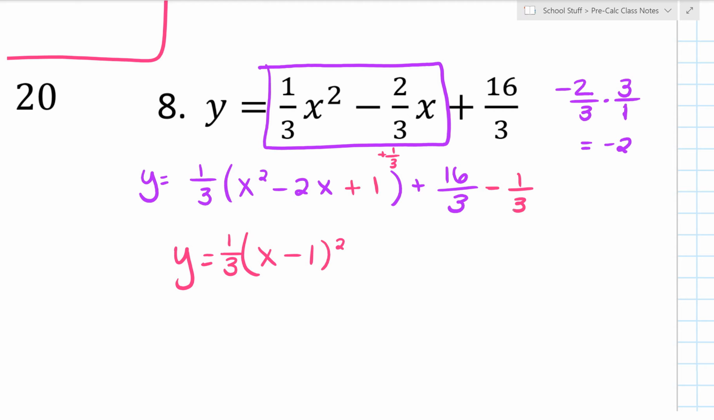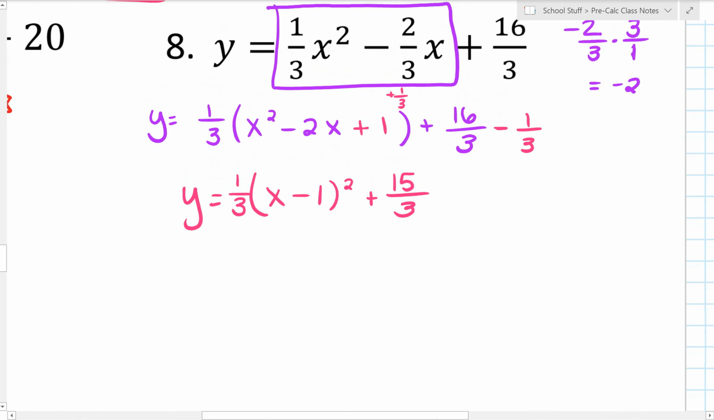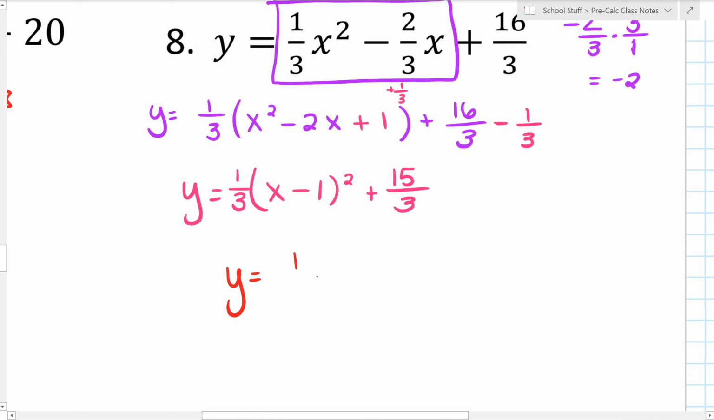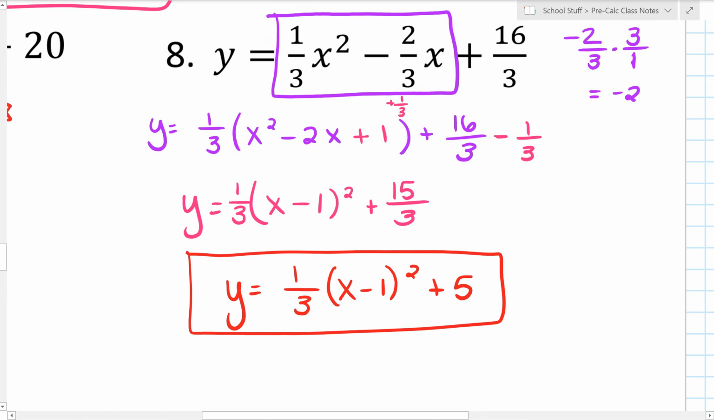16/3 minus 1/3 is going to be 15/3. And 15/3, hopefully that's not a big leap for you, is just 5. So completing the square gives me y equals 1/3 times (x minus 1) squared plus 5. And that's your final answer. So in reality, it's not as bad as what we started off with. And if you ever doubt your work, you're more than welcome to go back through, FOIL this out, and see, do I end up with what I started with? But in vertex form, this is what we're asking you to get to.